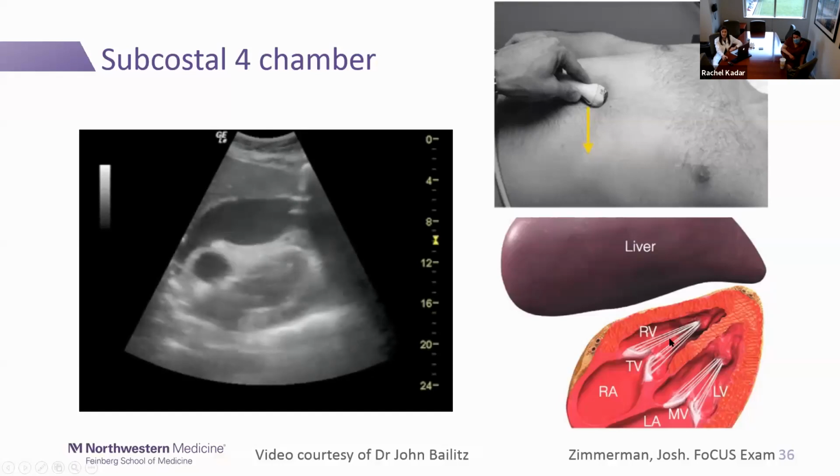These are the structures that you'll see: the right ventricle, right atrium, left atrium. It's essentially an apical 4-chamber kind of turned on its side. And you'll see the liver here at the top of the screen. And getting that liver at the top of the screen gives you a good acoustic window to be able to see. And so this is, again, the ultrasound that we saw.